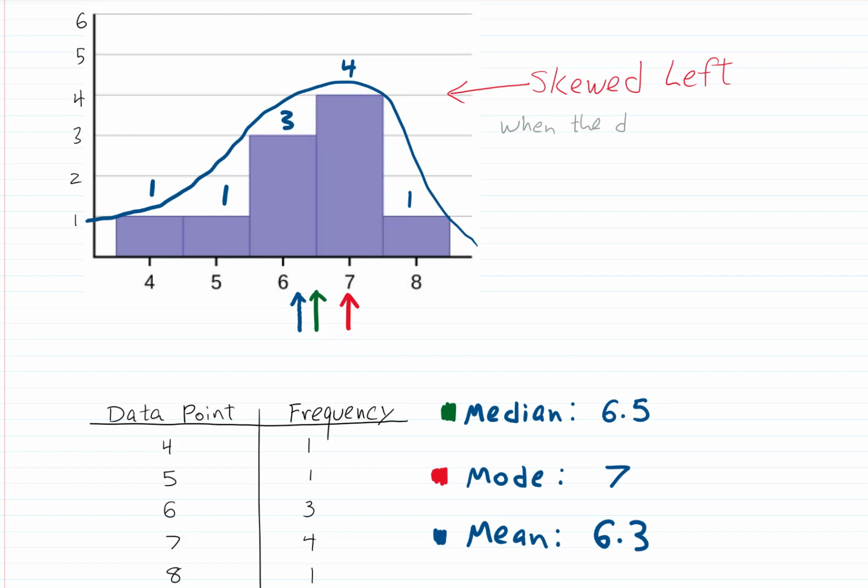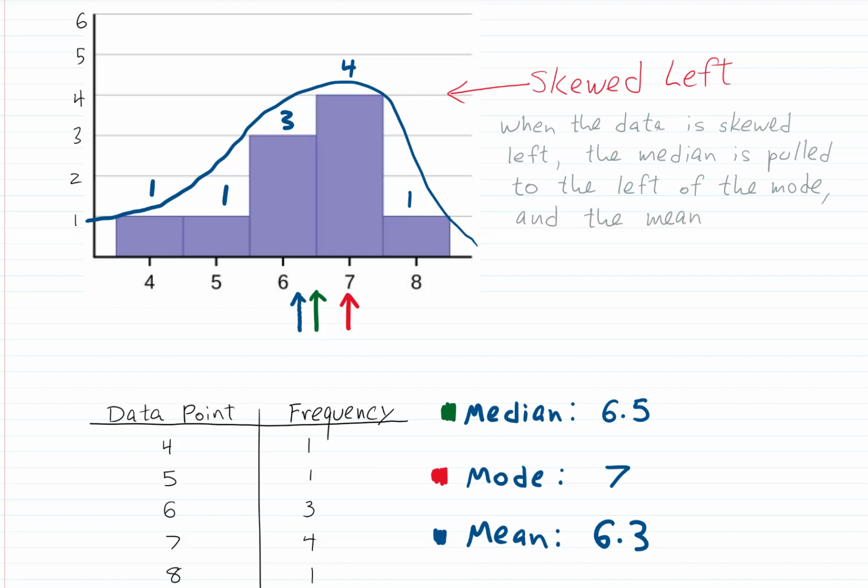When the data is skewed left, the median is pulled to the left of the mode, and the mean is pulled even further to the left.